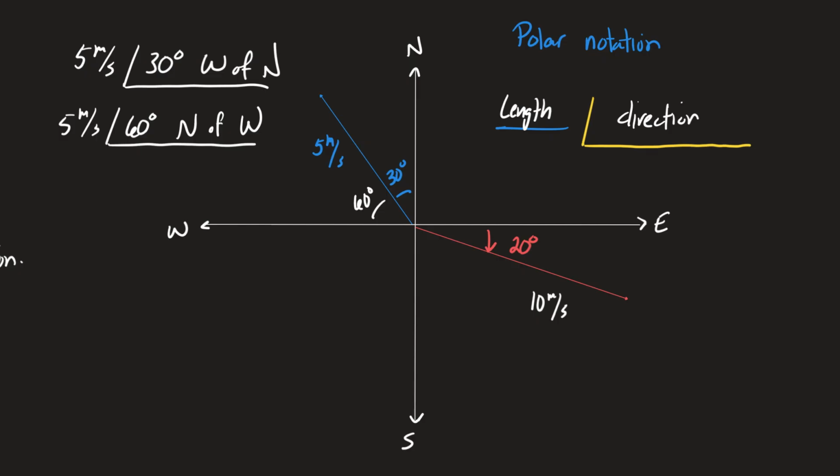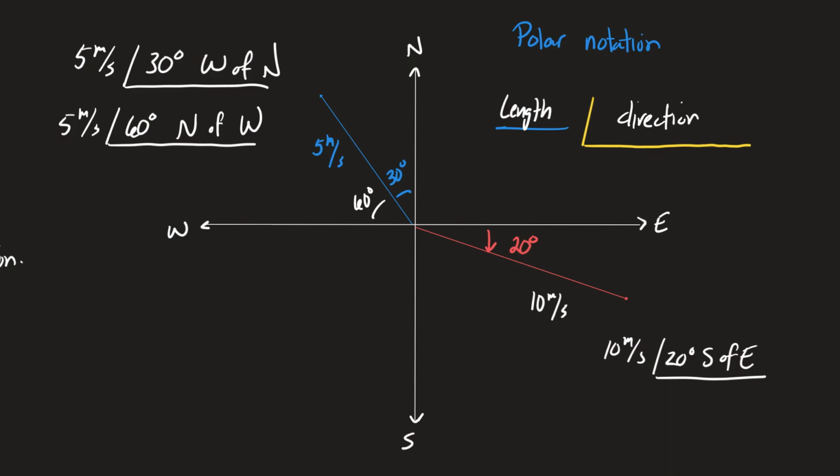We about ready? Okay, I need seat number 8. One way you can say it is 10 meters per second, 20 degrees south of east. 20 degrees south of east. How many people agree with that assessment? I do too. Good job.